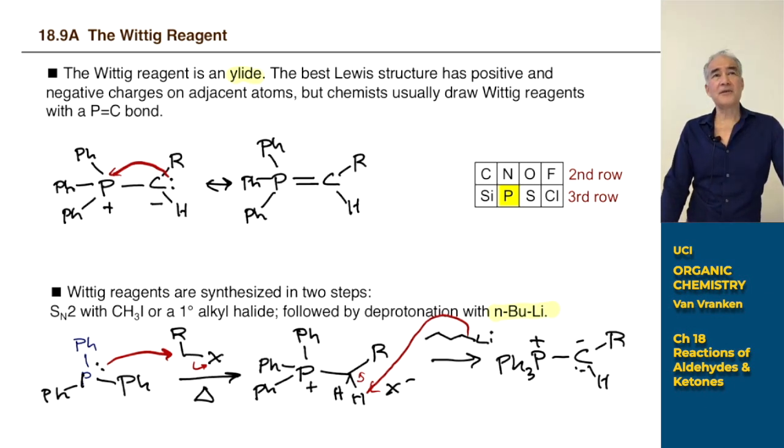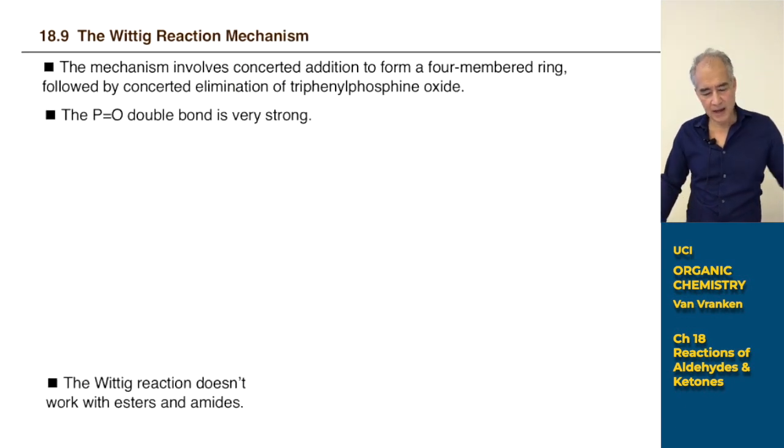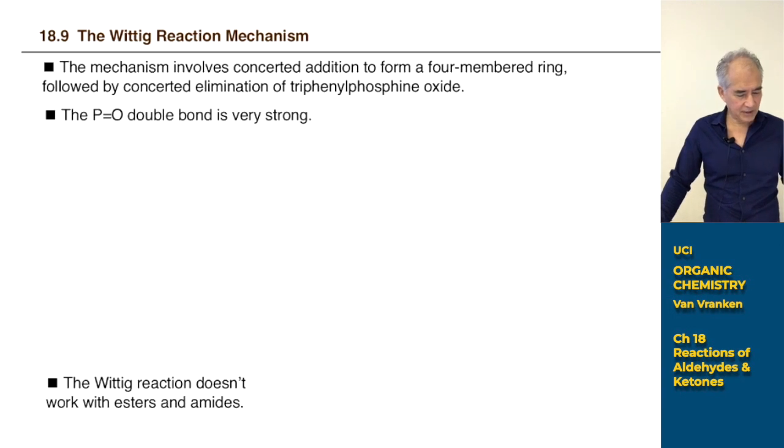Now, you've got to be careful with how you make CC double bonds, and I want to talk about that strategically. Well, actually, let's go through the mechanism for this reaction. And then we'll talk about strategically how you would use the Wittig reaction to get around problems.